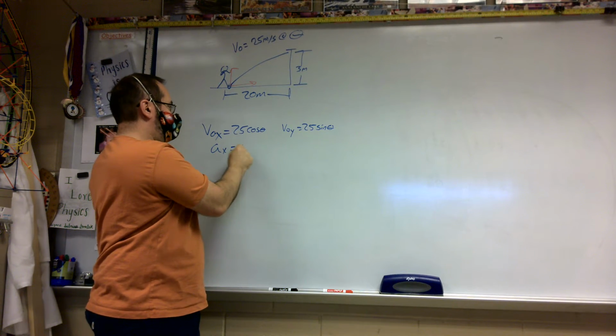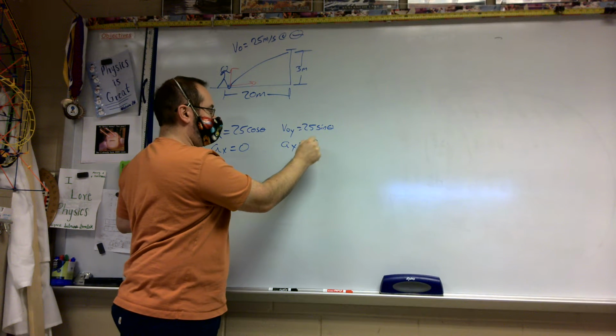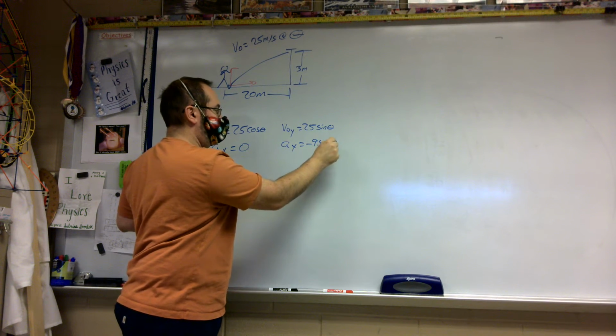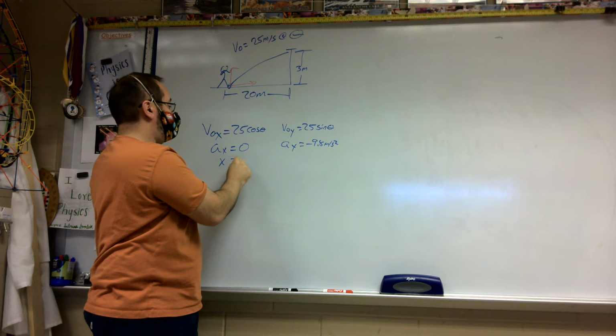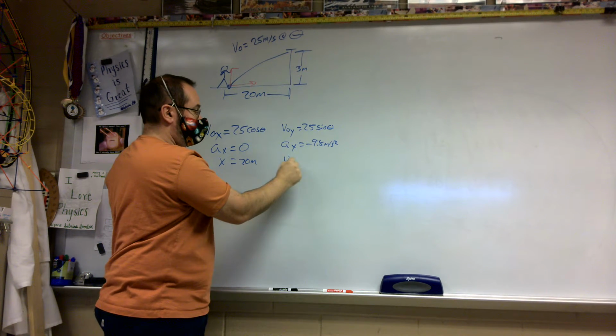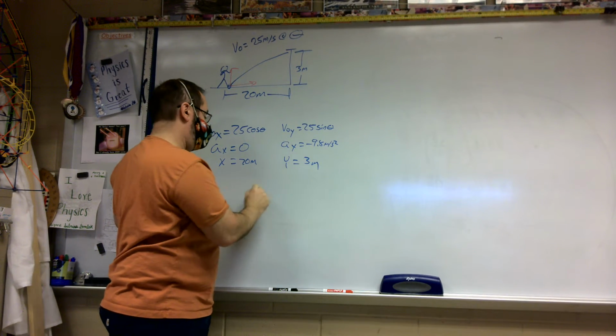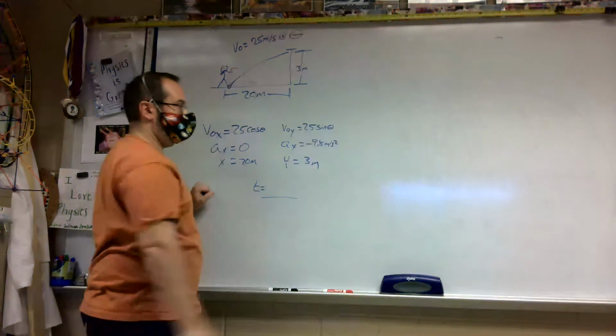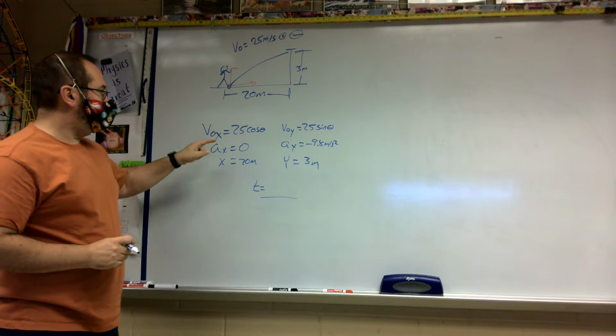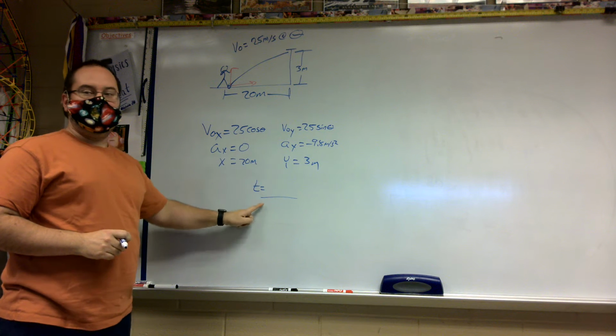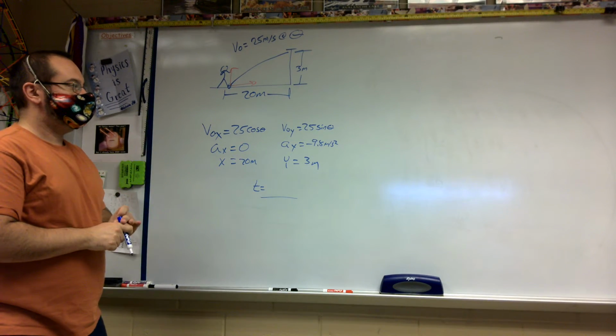Ax is equal to 0. Ay is equal to negative 9.8 meters per second squared. X is equal to 20 meters. Y is equal to 3 meters. And then we're solving for t. What's the t value? Ultimately, what we want is theta. That's what we're looking for. T is going to be a byproduct as we go through this.